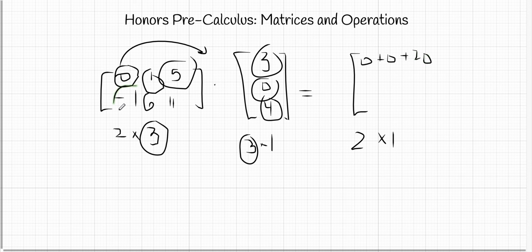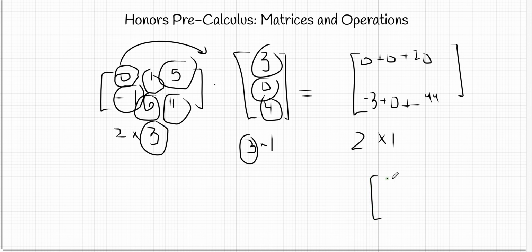Then you do negative 1 times 3, which will give you negative 3. You do 6 times 0, which will give you 0. And then you do 11 times 4, which will give you 44. And then simplifying it, you get 0 plus 0 plus 20, which gives you 20, negative 3 plus 0 plus 44, which will give you 41. That would be your product.